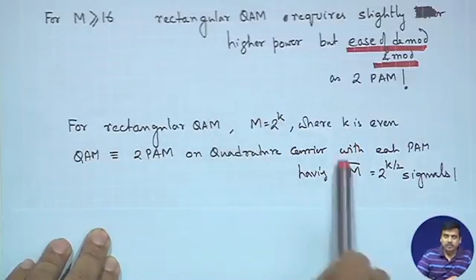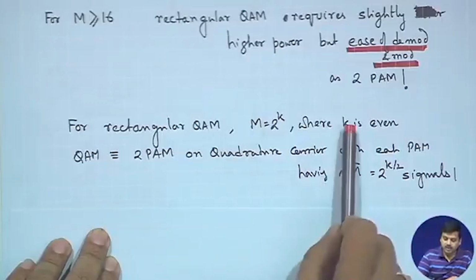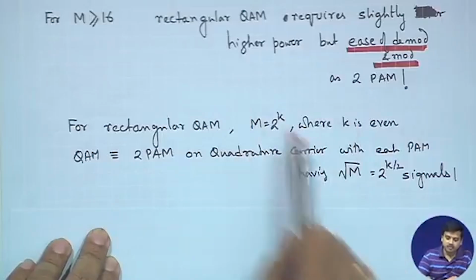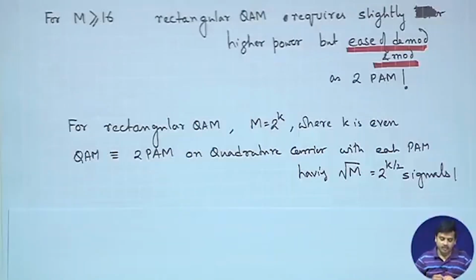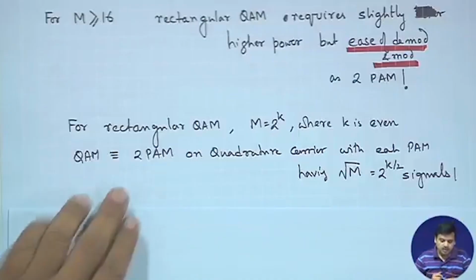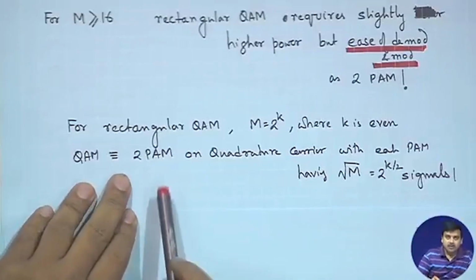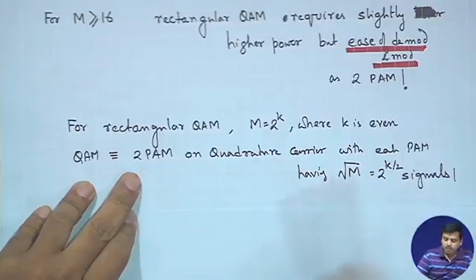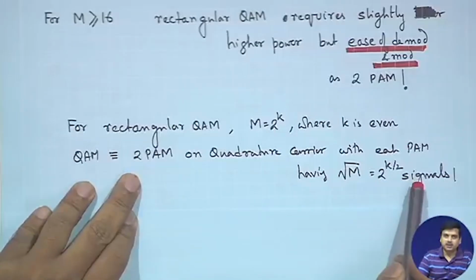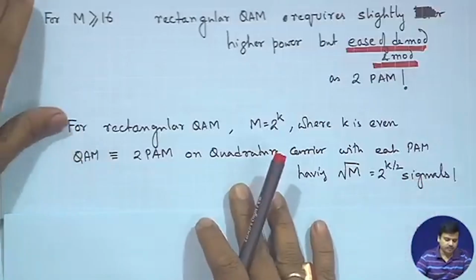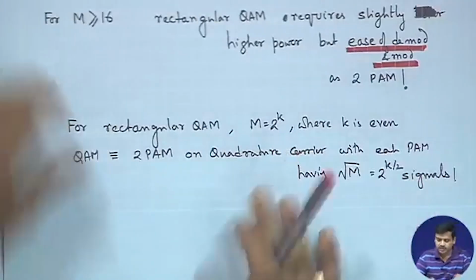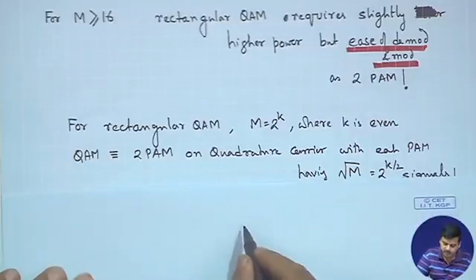So, on the 2 axes you would like to choose k even, so that you would be able to divide the bits evenly amongst both of them. QAM is basically 2 PAMs on 2 quadratures, with each PAM having a root M signal constellation. This is clear, and we have drawn that several times, so I do not need to explain it.